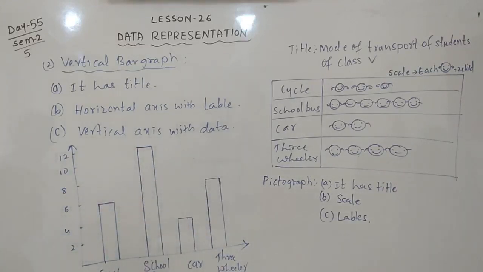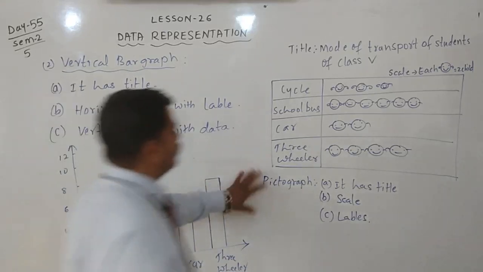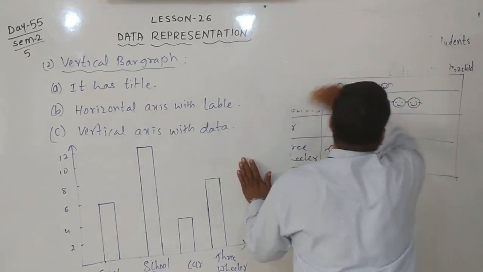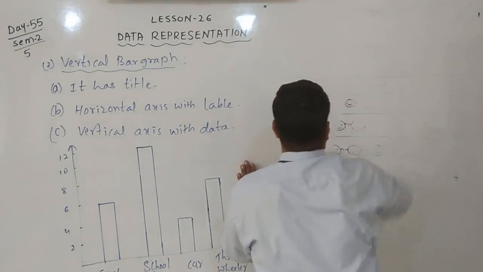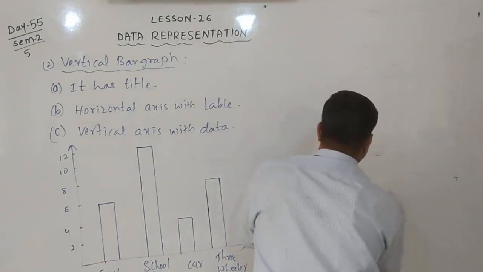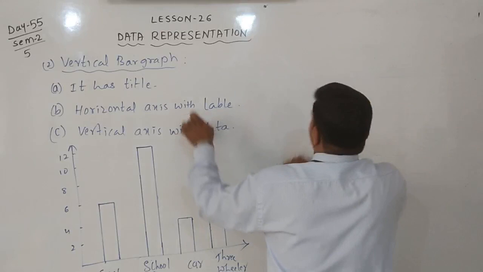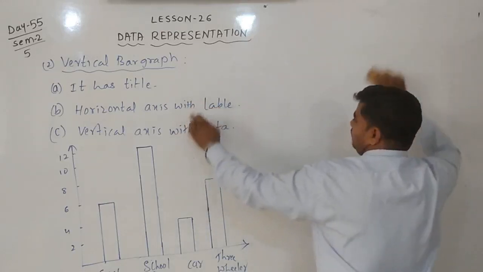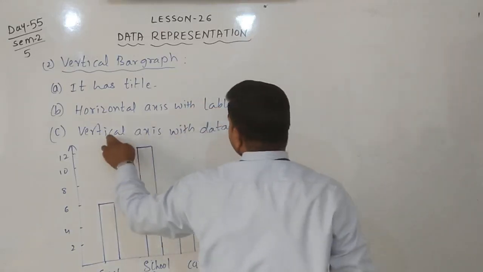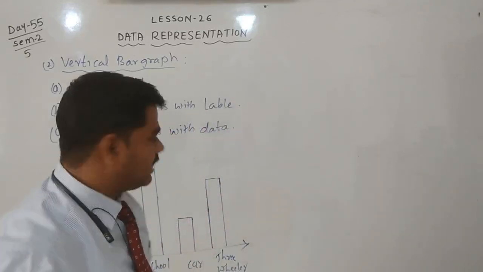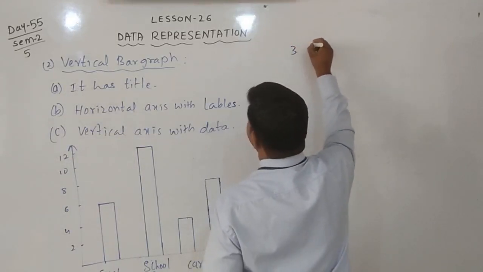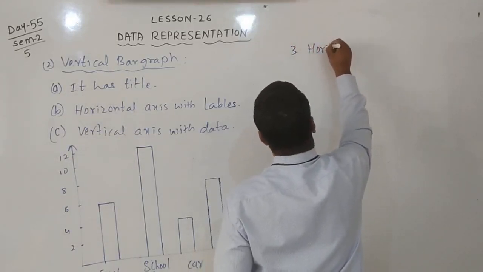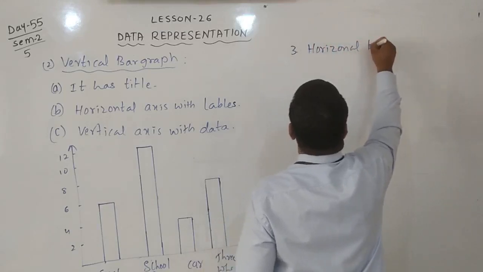This is the horizontal bar. We can show it vertical, and horizontal also. We can show a horizontal bar for this given data. Here we will change this data to horizontal and these labels to vertical. Third one, horizontal bar graph.